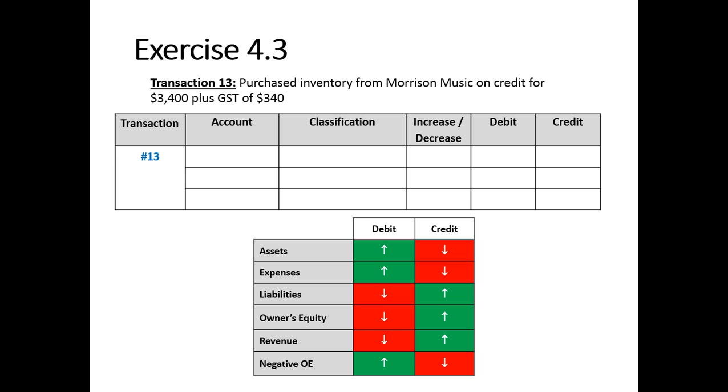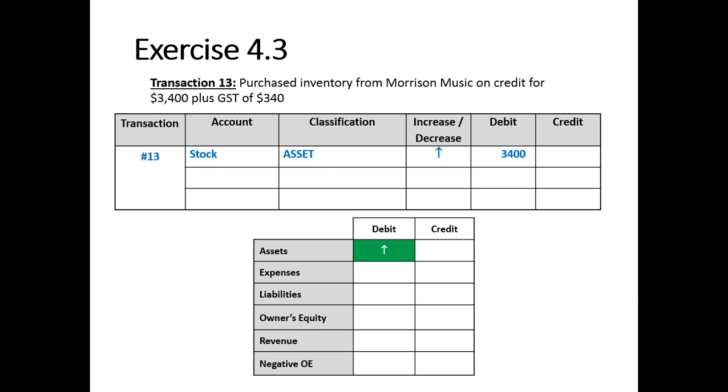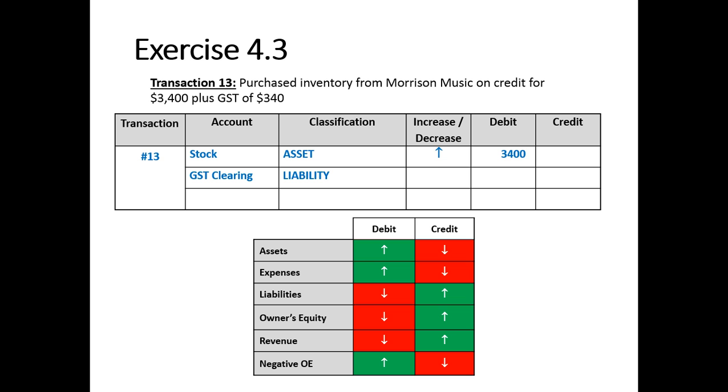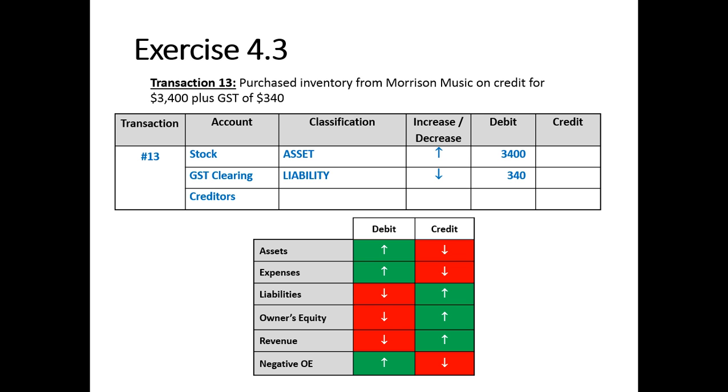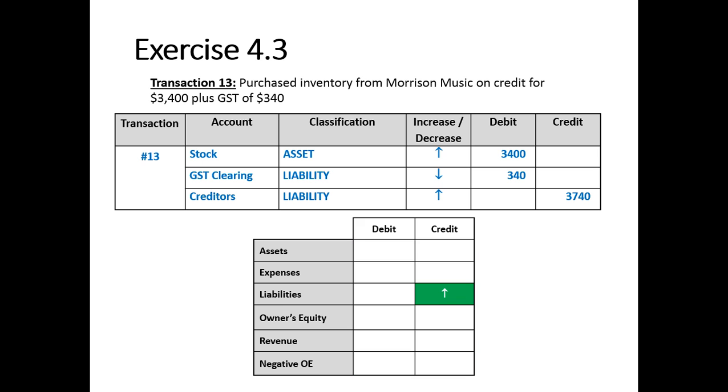Finally, we bought inventory from Morrison Music on credit for $3,400, plus GST of $340. So we've got stock, which is an asset, increasing, that'll be a debit. We've got GST liability, which we paid, so that reduces our liability, so that'll be a debit. And lastly, this is on credit, so creditors, which are a liability, will increase, and liabilities increase on the credit side.